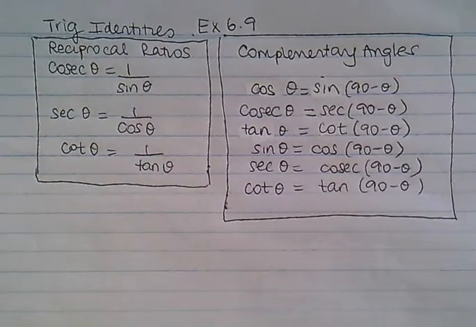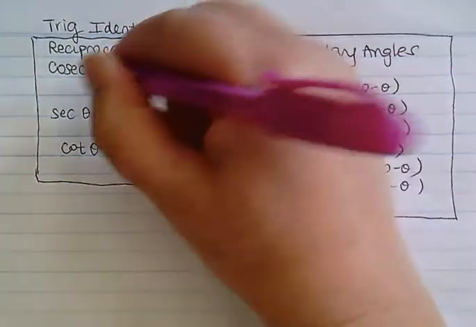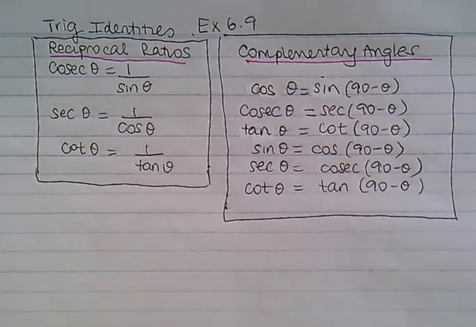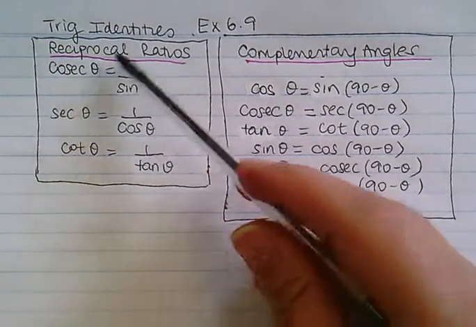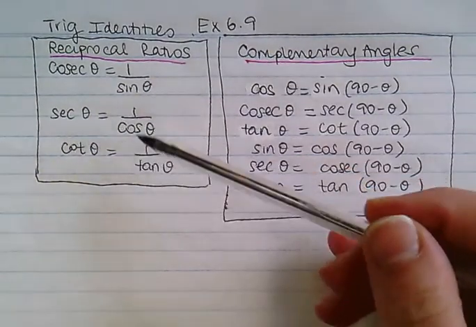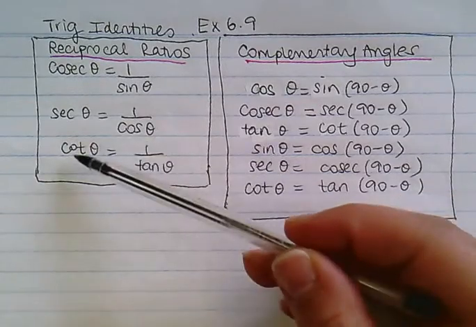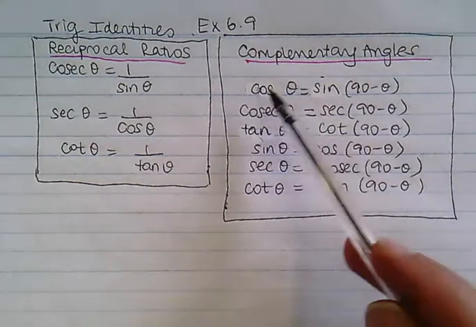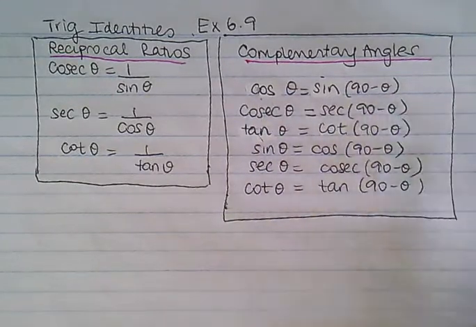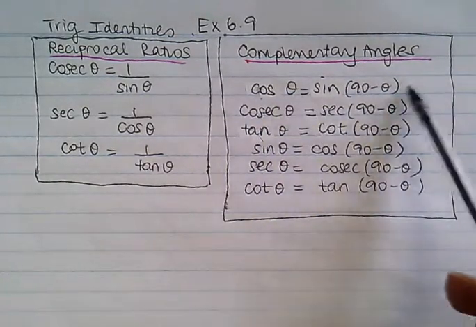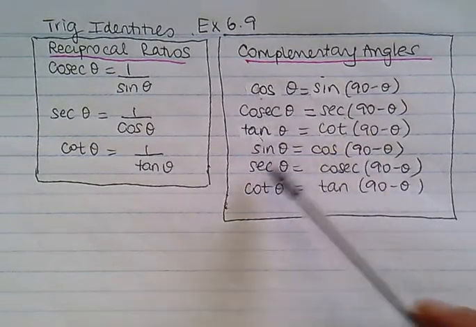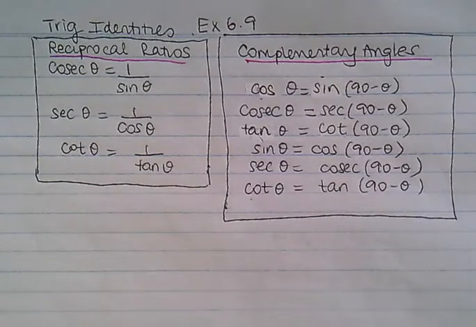Got trig identities, exercise 6.9. We're just looking at everything we know so far, plus we're going to look at a few more identities. So, reciprocal ratios: cosec theta is 1 on sine theta, sec theta is 1 on cos theta, cot theta is 1 on tan theta. Complementary angle results: cos is sine of 90 minus theta, sine of 90 minus theta is cos theta, cosec and sec, tan and cot are complementary, and then you can write them the other way round.